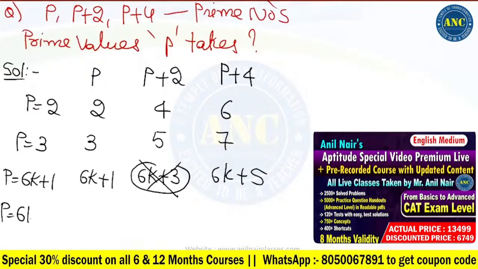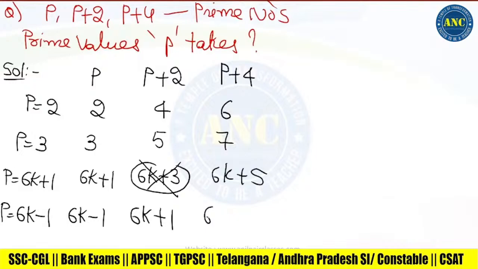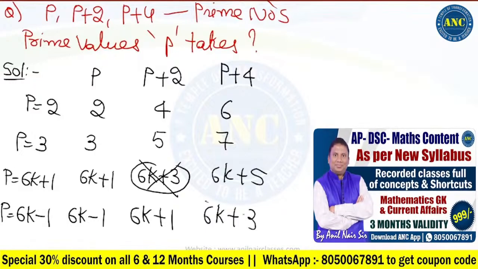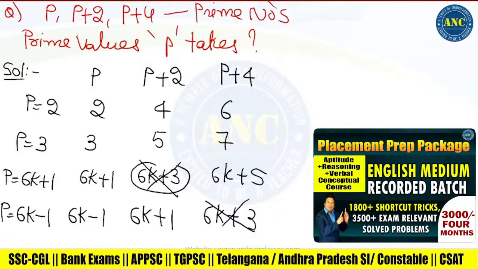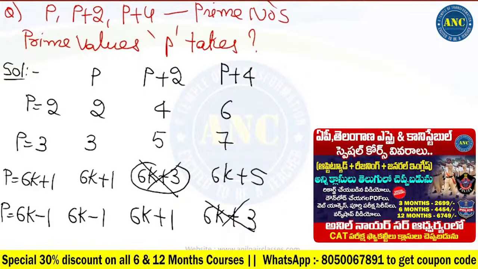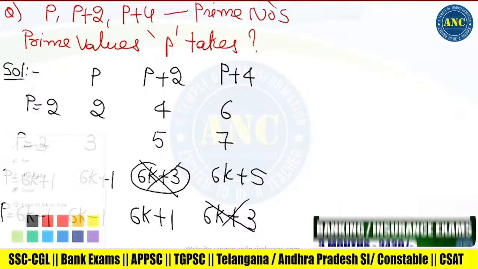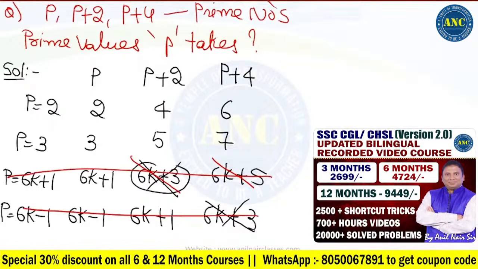Next, 6k minus 1. Then P plus 2 is 6k plus 1 and P plus 4 is 6k plus 3. If P is 6k minus 1, P plus 4 will be divisible by 3. If P is 6k plus 1, P plus 2 is divisible by 3. So there is no such triplet where all three are prime numbers. This case is not possible.